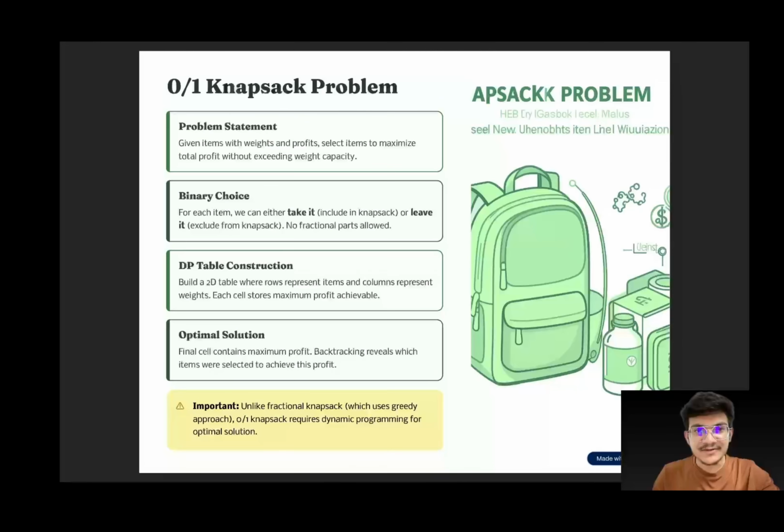Now we will see the 0-1 knapsack problem. In this problem, we are given items with weights and profits. We need to select items to maximize profit without exceeding the weight capacity. For each item, we have two choices, take it or leave it. We use a dynamic programming table where rows represent items and columns represent weights. The final cell gives the maximum profit. This problem cannot be solved using a greedy approach, so we will use dynamic programming for this problem.